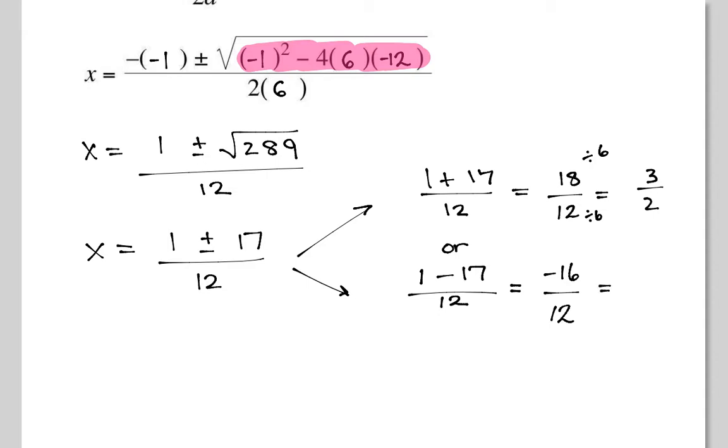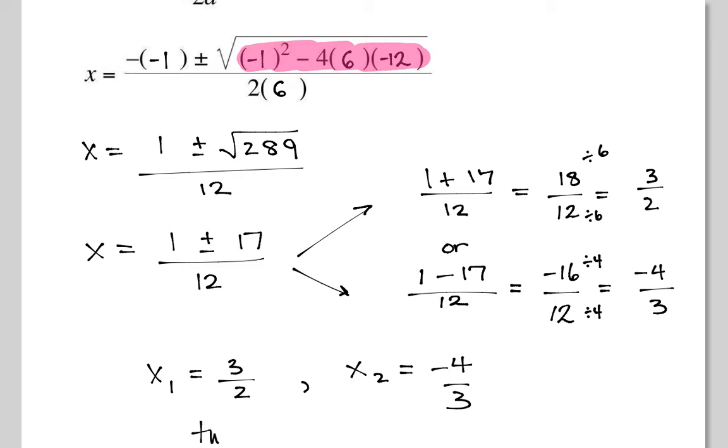This one, what's the common factor? 4. Divide by 4, divide by 4. You get -4 over 3. So these are the two roots. You can call it x1, and you can call it x2. These are the two x-intercepts.